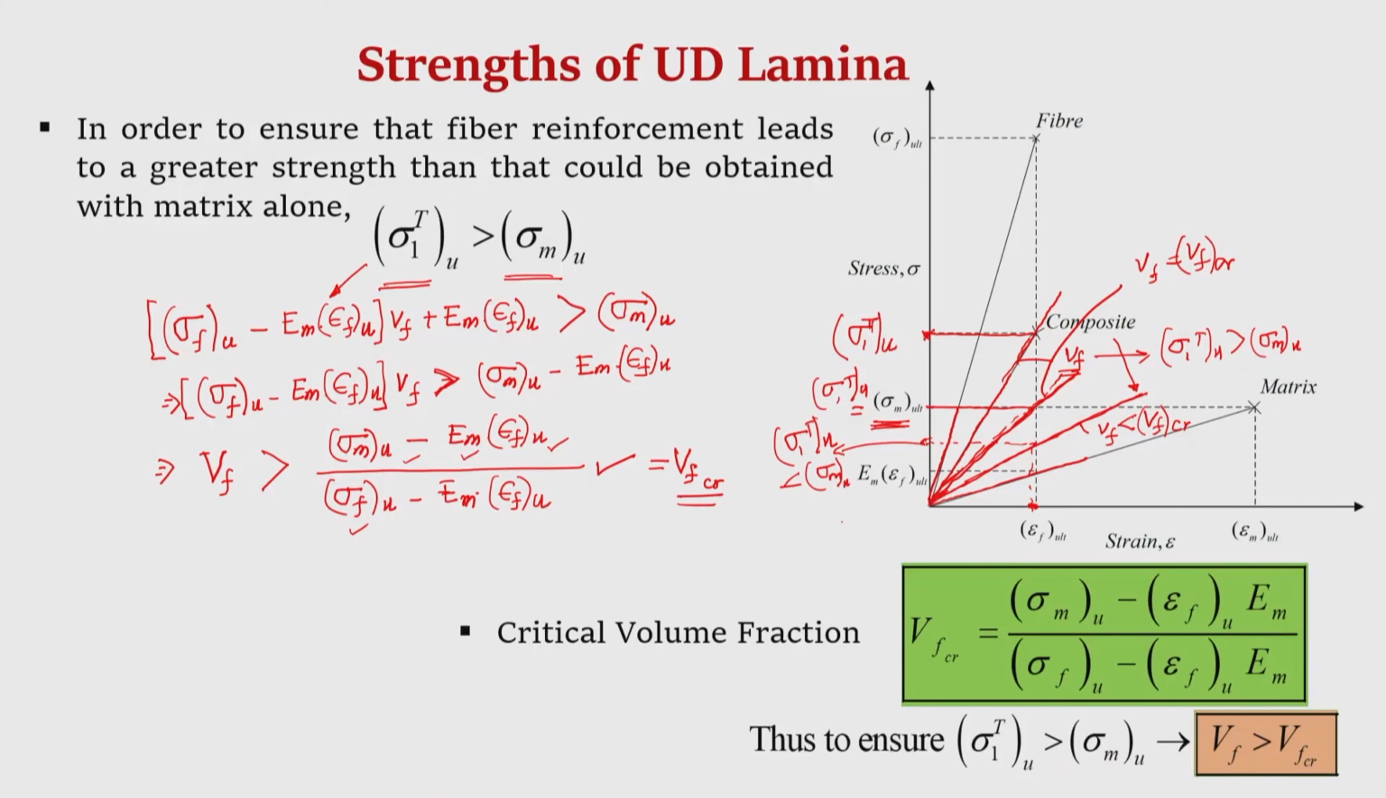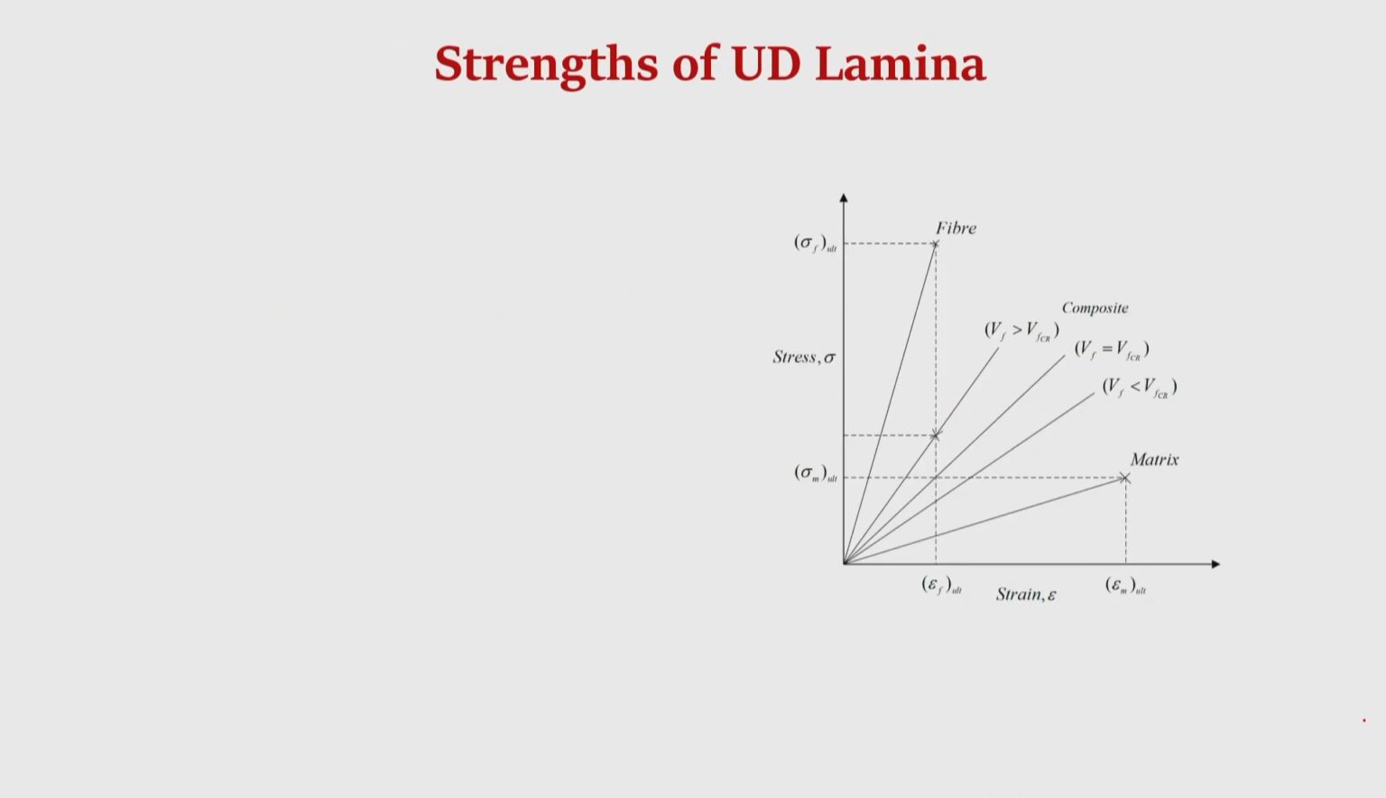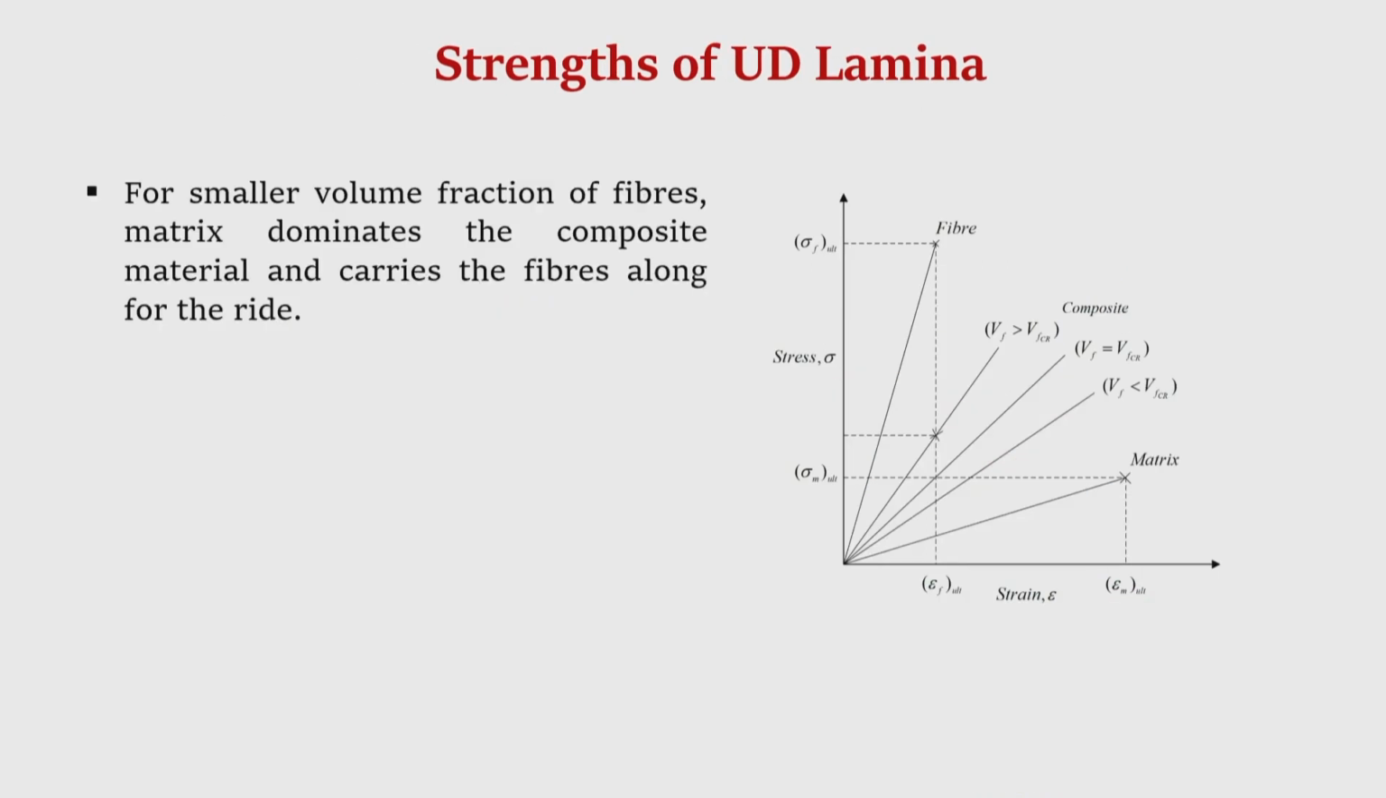If V f is less than V f critical, then the addition of fiber will not strengthen the composite. Okay. So, this is important, that we will always try to keep the volume fraction more than the critical volume fraction. Okay. Thus, to summarize, to ensure that sigma 1 T u is more than the sigma m u, the V f should be more than V f critical. Okay. Now, we understood the significance of critical volume fraction.